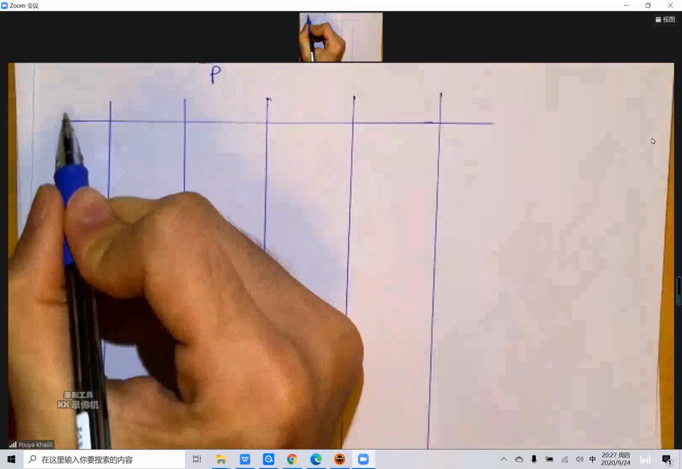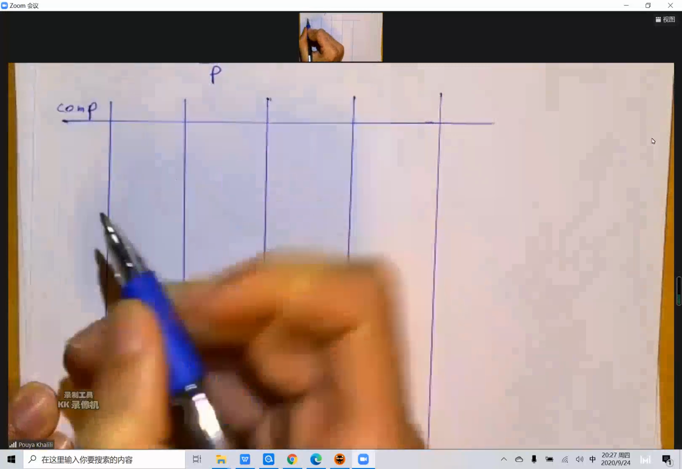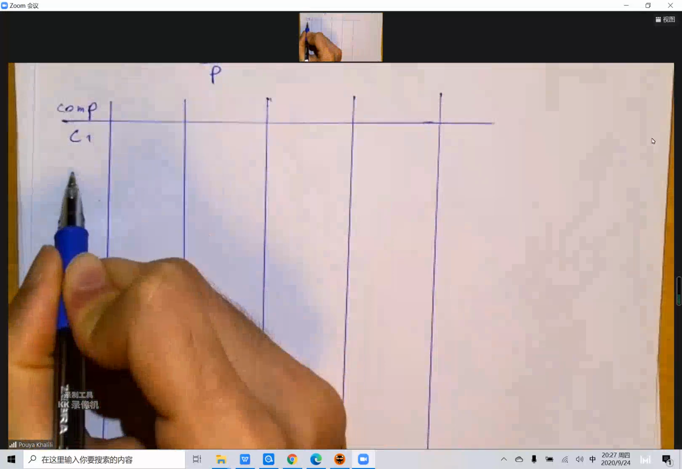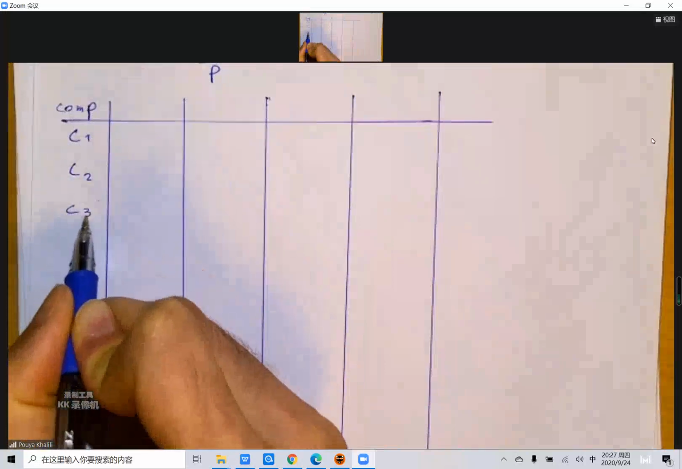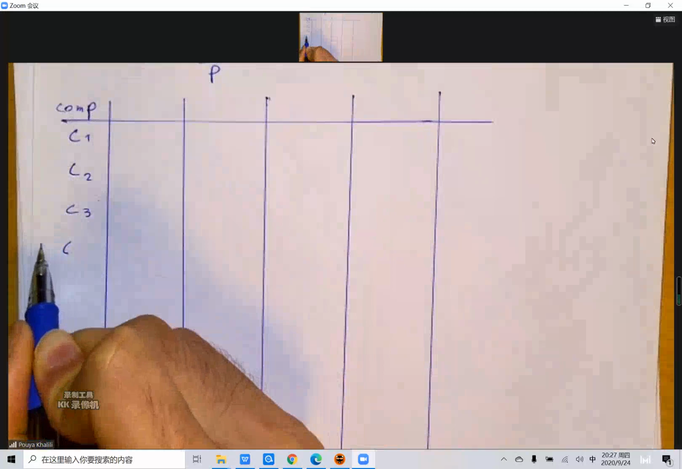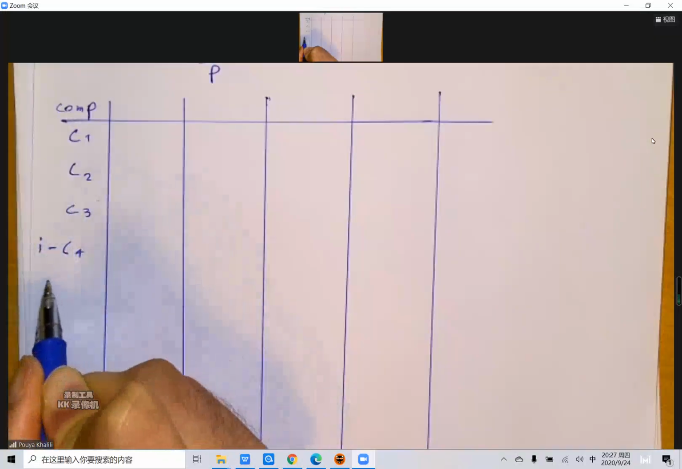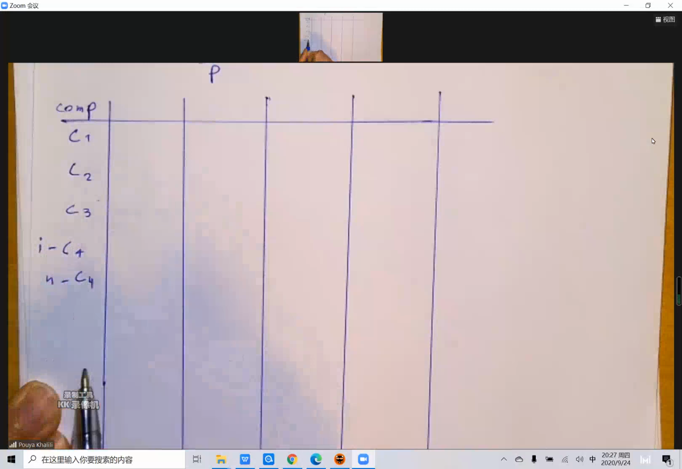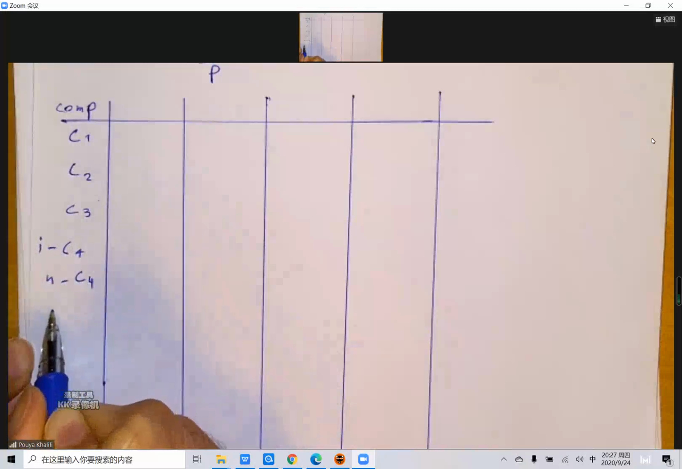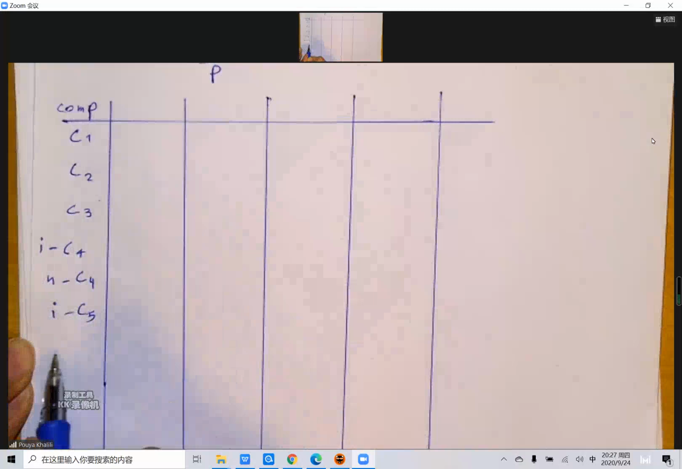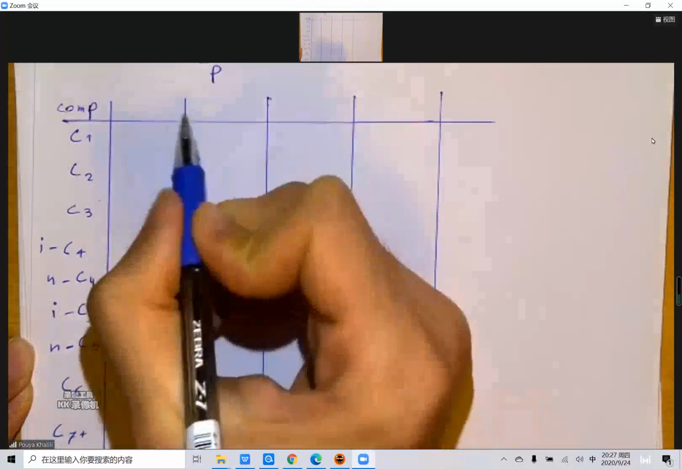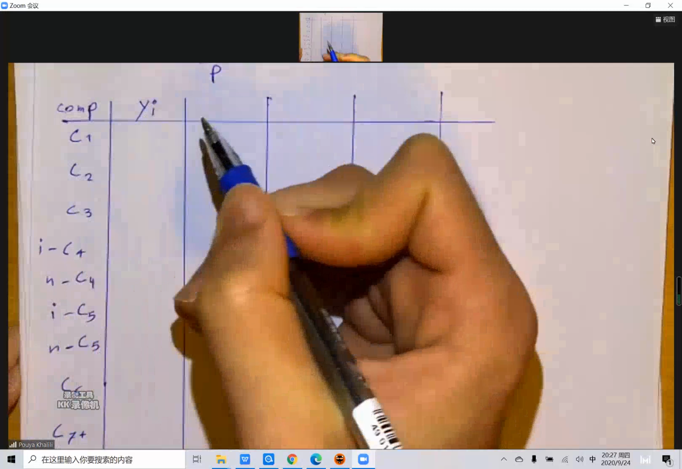So what we have here are the components: C1, C2, C3, C4, normal C4, and C7 plus. Yeah, also the mole fraction in the question.